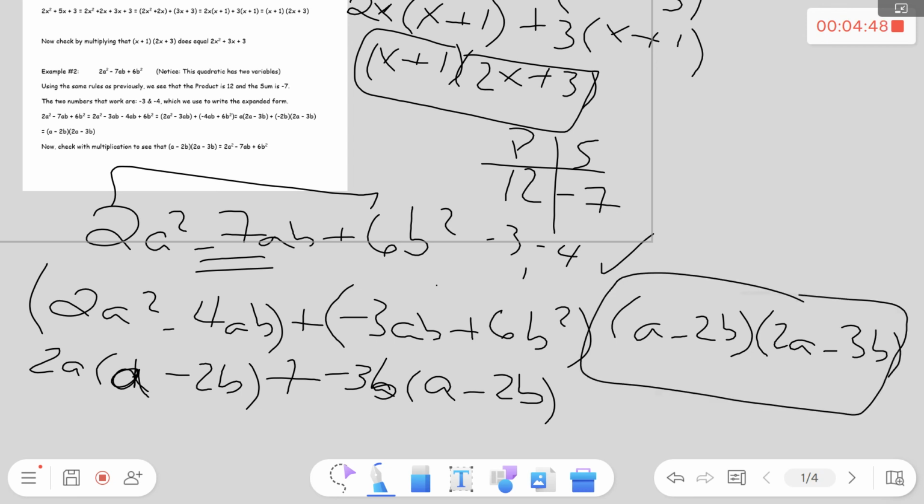And bam, there you go. You can FOIL that back together to make sure it works. Notice the process does not change. The process doesn't change at all. It's the exact same process. The only things that are changing are the numbers.